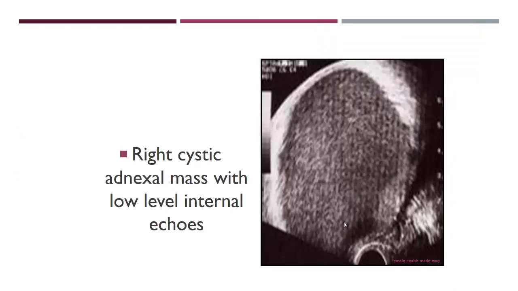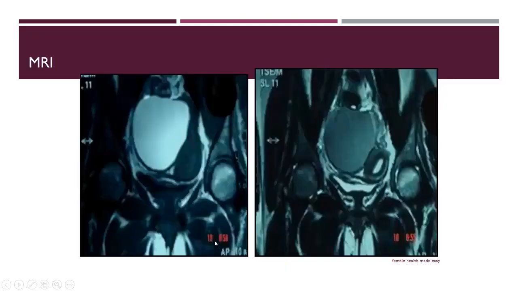adhesions after PID: endometriosis. This is a right cystic adnexal mass with low-level internal echoes, and here it has the typical appearance of blood in MRI. This is bright on T1, with shading effect on T2, so this is endometrioma. Endometriosis usually causes pelvic and peritubal adhesions, and it is a cause of infertility.